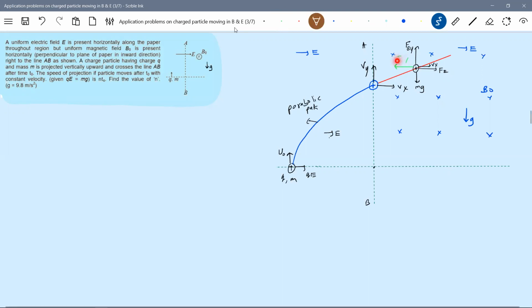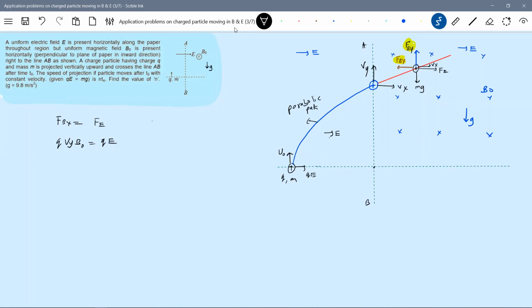I'll take some other colors. Look at these two magnetic forces. I'll highlight them so at least you are able to notice here. Who will balance Mg? This Y component of magnetic force. Who will balance the electrostatic force? The X component of magnetic force. So what is Fbx? I think our problem will be solved if we are able to think this much is equal to Fe. So what is Fbx? Fbx should be equal to Q Vy into B naught.